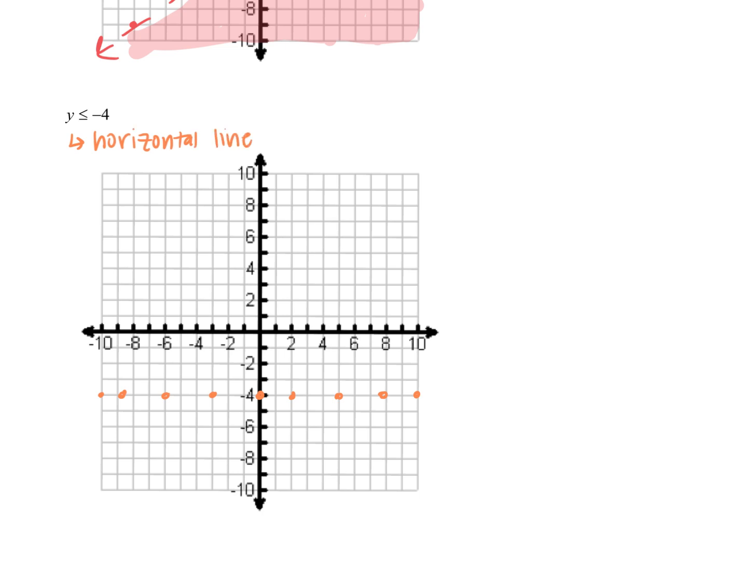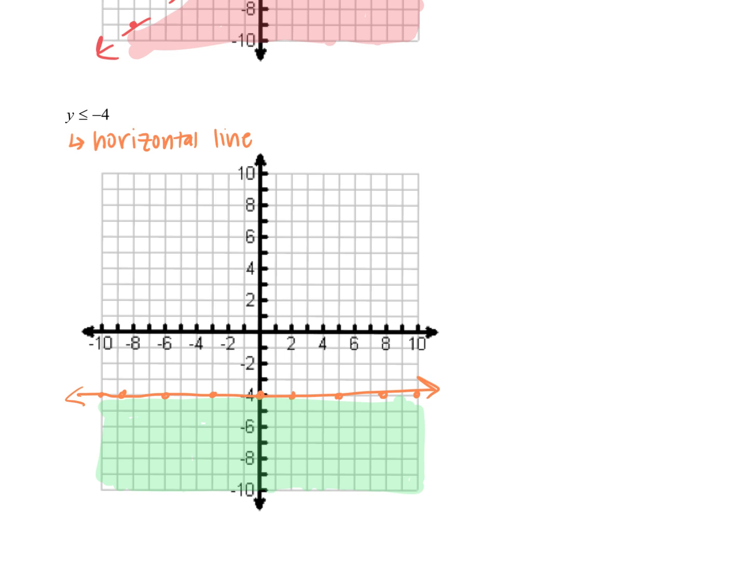And it isn't equal to, so I'm going to do a solid line. This one I don't really need to use a test point because I don't have two variables. Anything that would be below negative 4 is going to be anything underneath my line. So I'm going to shade everything below negative 4. The only value you need to really test is 0. Is 0 less than or equal to negative 4? No, it's not, so I shade below the line.